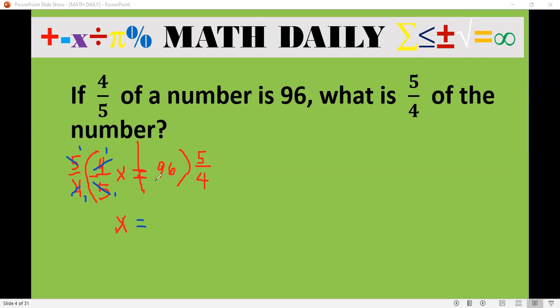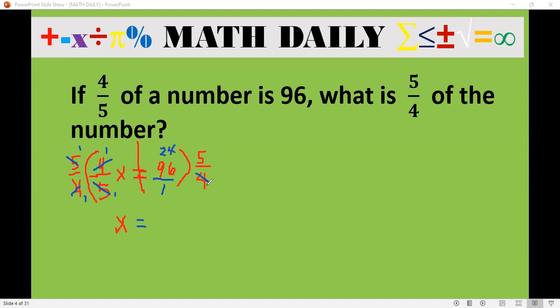Since we have 96, this is understood to be 96/1, and making use of the rules on fractions, you multiply the numerators and then multiply the denominators and then reduce to lowest terms, or you can do it also by cancellation. Looking into this, 96 and 4 can be cancelled by 4. 96 is divisible by 4. If you do that, the answer that you are going to get is 24.